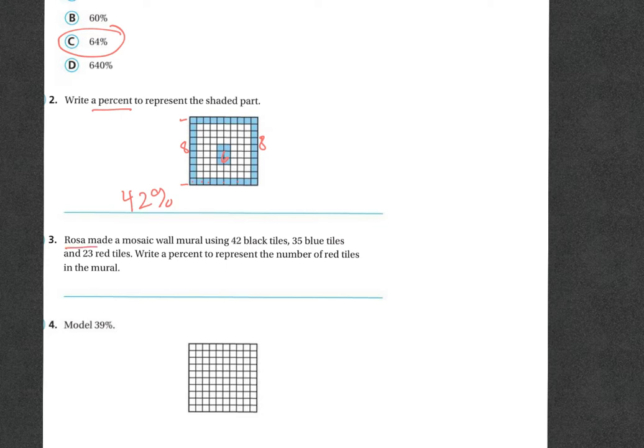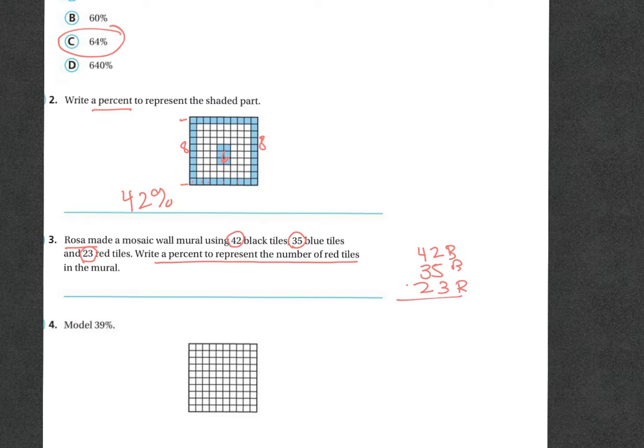Next, Rosa makes a mosaic wall using 42 black tiles, 34 blue tiles, and 23 red tiles. What percent represents the number of red tiles in the mural? Well, first, let's find out. We've got our 42 black tiles and our 35 blue tiles and our 23 red tiles. So let's find out how many they are all together.